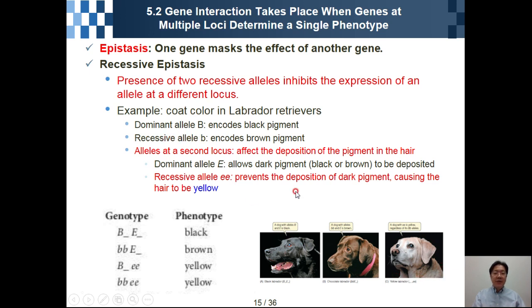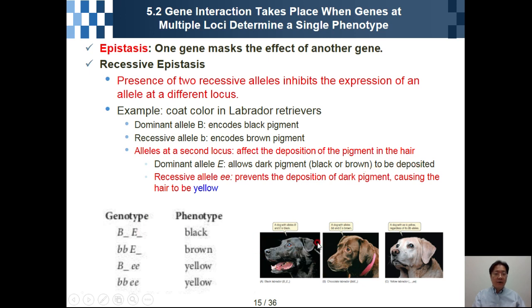Recessive allele b encodes the brown color. But at the second locus, there is another allele, E, and another allele, e. Alleles at the second locus affect the deposition of the pigment in the hair. For example, if there is a large E, the large E allele allows dark pigment to be deposited.